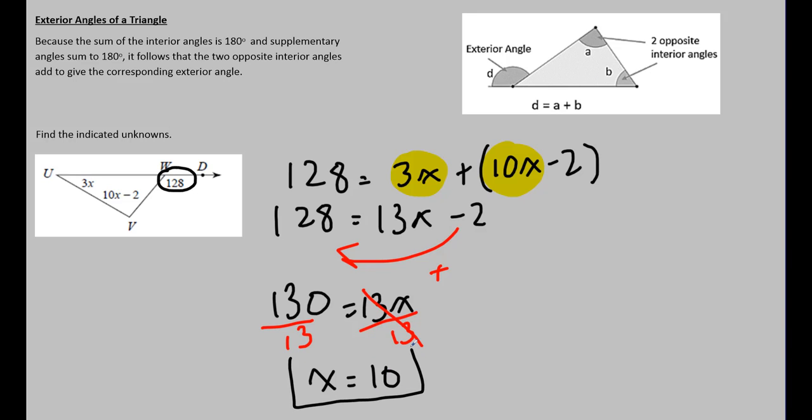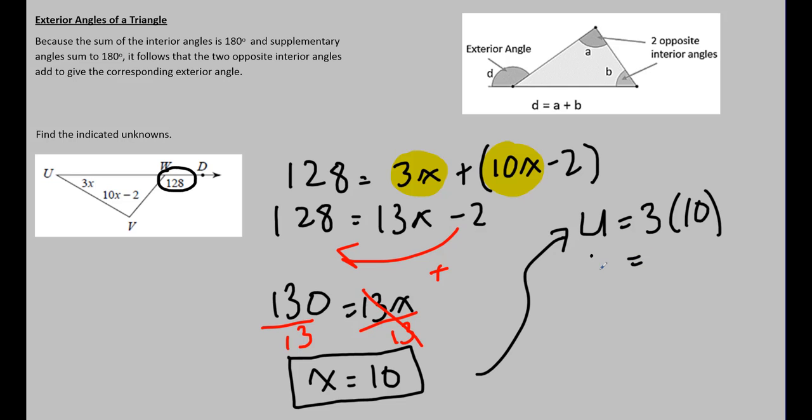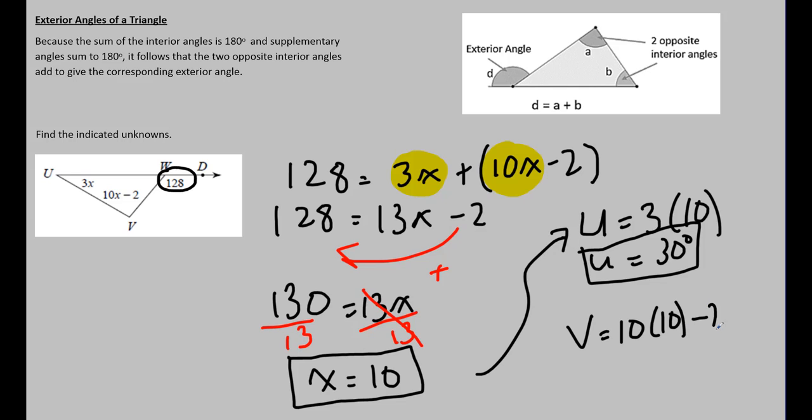So x is equal to 10, but that's not my angle. So then I just have to do a bit of an extra step where U is equal to 3 times 10. So U is equal to 30 degrees, and that would be my final. And then V is equal to 10 times 10, because I'm substituting the x values that I solved.